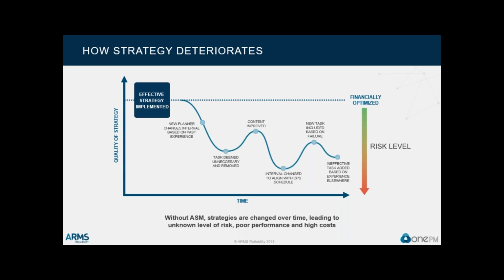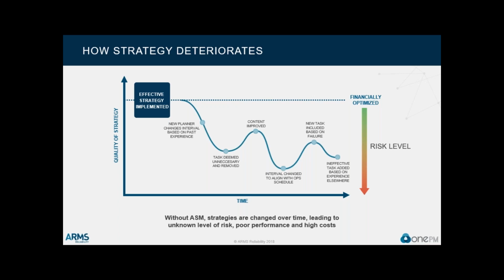Now, without an asset strategy management process, this change over time leads to unknown level of risk, poor performance, and high cost. And it will continue to do so. We can do another project and we can improve it, but over time, the same thing will happen. And unless we put in place a process that prevents this deterioration from occurring, we're going to just repeat this cycle over and over again. So we need to stop that.